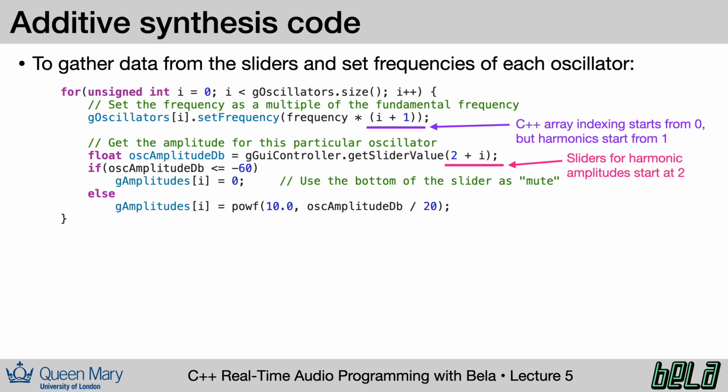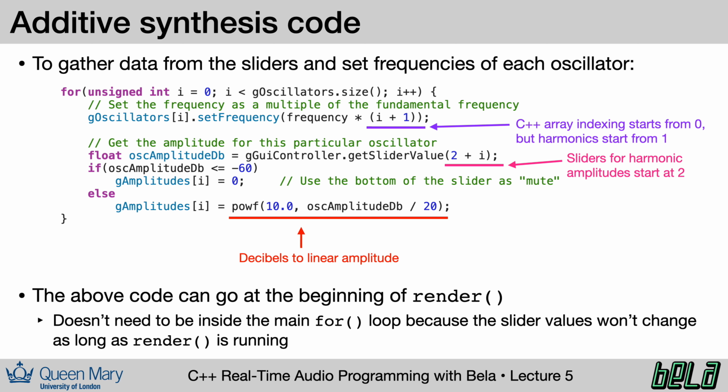After that then, we are getting the amplitude from each of the individual sliders that we created. Notice here that we're accessing slider index 2 plus I. That's because sliders 0 and 1 are the master frequency and master amplitude respectively. And then, finally, we are converting the decibel value to a linear amplitude, unless we get a value of -60. If that's the case, then we're just going to set that amplitude equal to 0 so we can mute it.